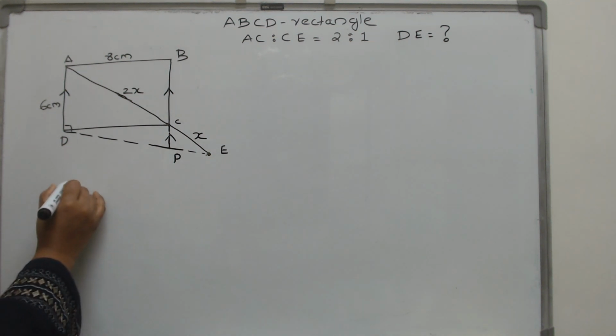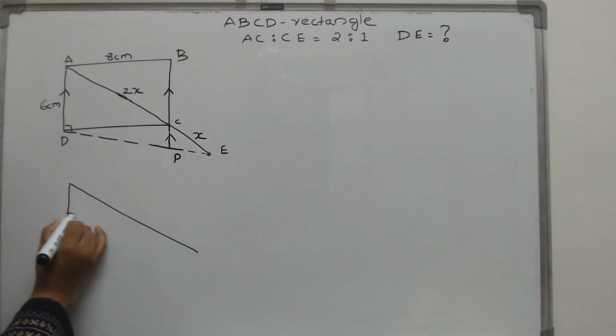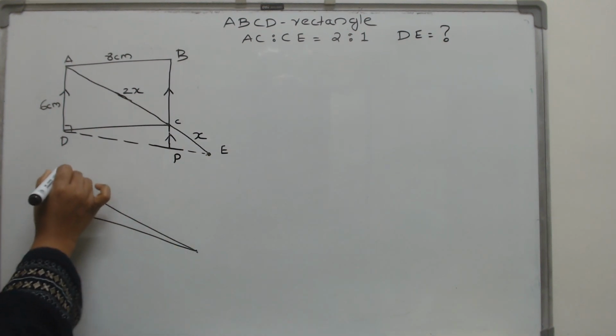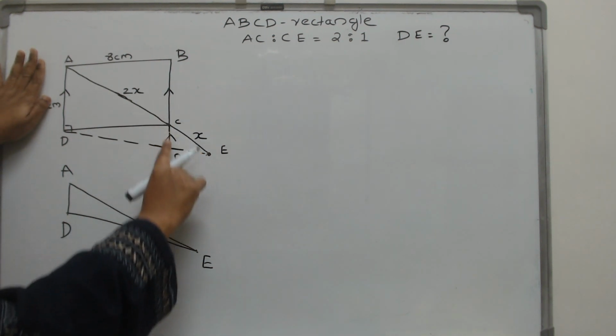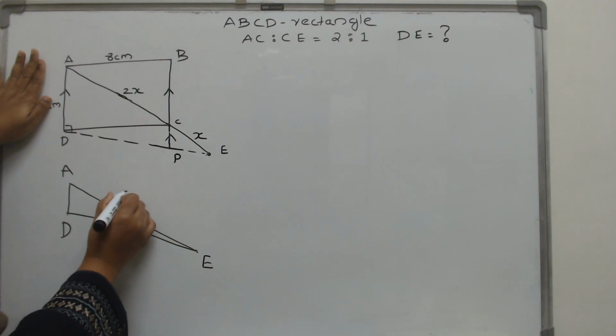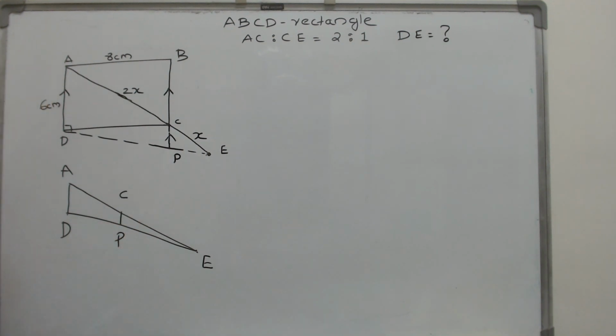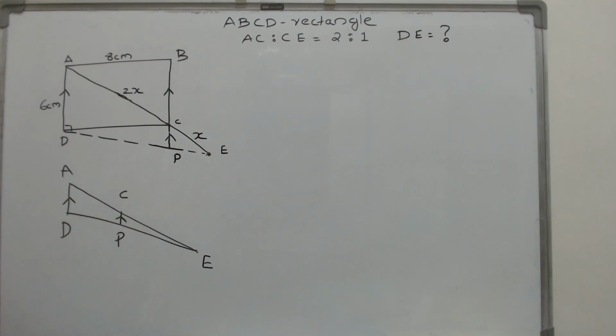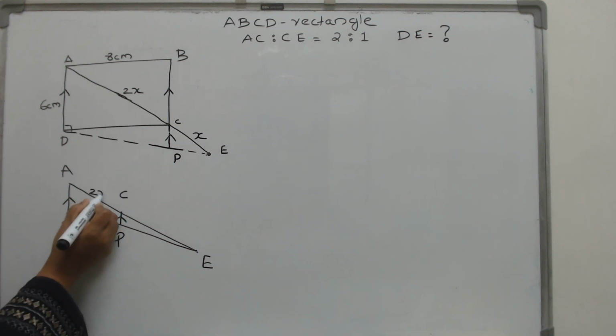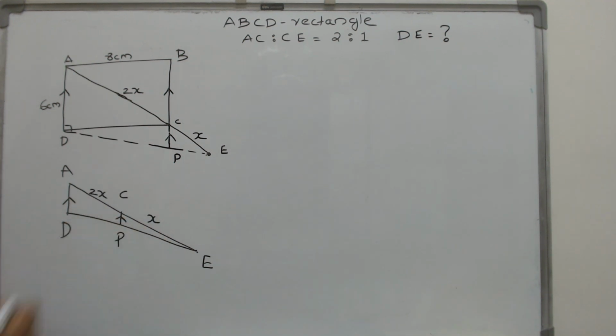Now consider this beautiful triangle here. What triangle are we considering? ADE. Consider this triangle. In the middle you have a line segment CP. What is special about CP? AD and CP are parallel to one another. Now, if you first apply the BPT, what do you get here? This splits it in the ratio 2 is to 1.